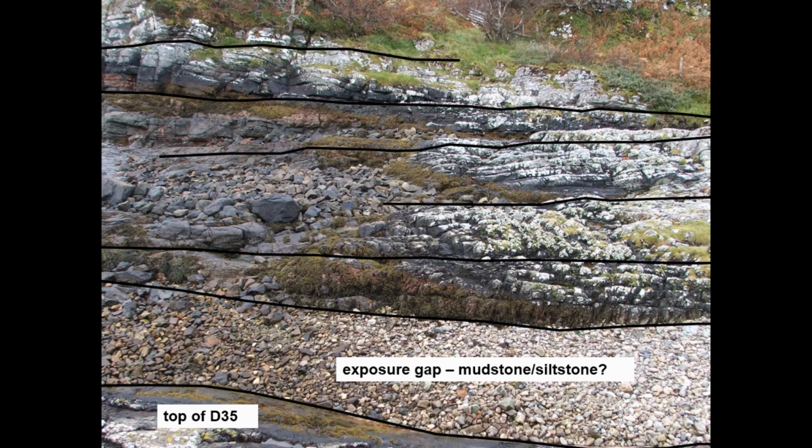Tony Spencer's found some diamictite in the middle of this section, so it could be that ice was present nearby and we've got ice rafted debris in association with these crossbeds. Now, the other thing to note is that at the bottom of this section there's an exposure gap, which usually implies there's some soft rock that's no longer there, has been eroded away.